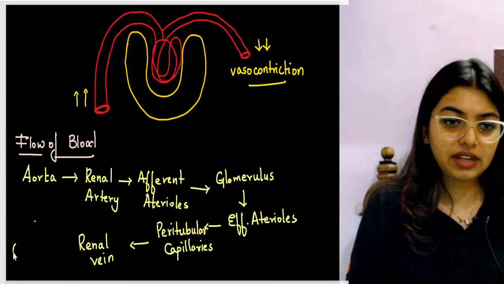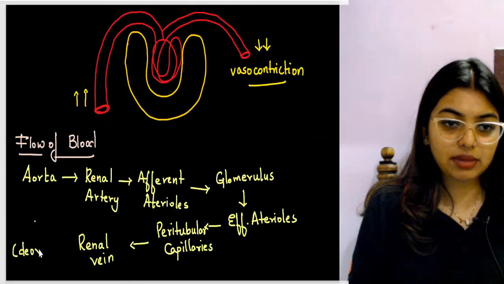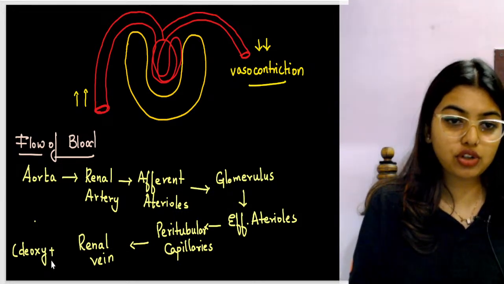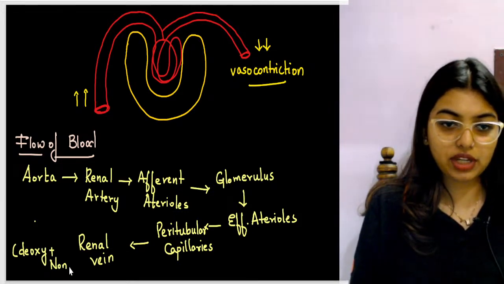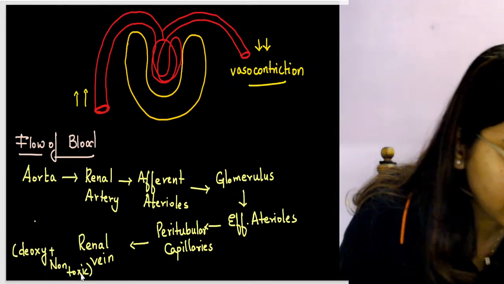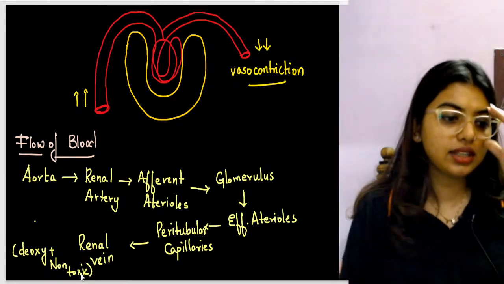So the renal vein is going to have deoxygenated blood, but it's going to have the non-toxic blood, after purification. Done? Yes or no?